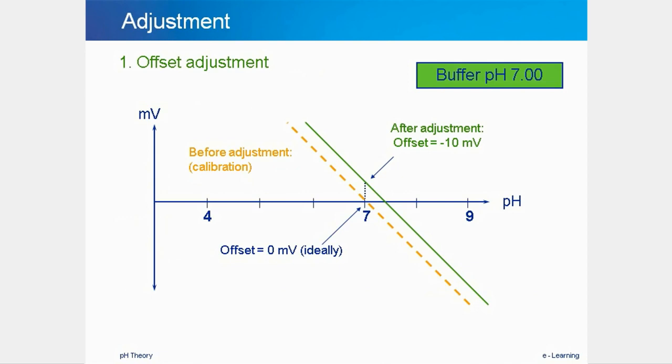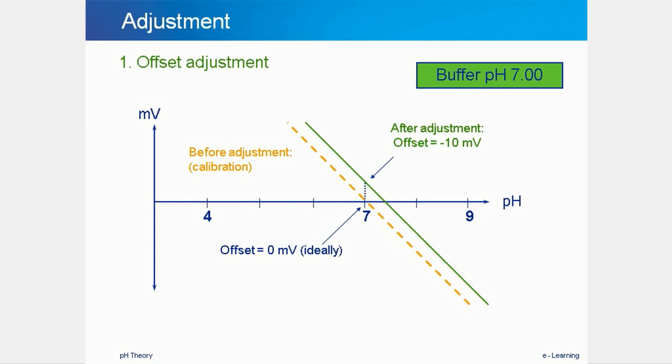Generally, we incorrectly use the term calibration for electrode adjustment. In principle, this is not 100% correct, as a calibration is only a check if the electrode is working properly. Usually you have to change some settings in the meter after this calibration, and this is what we call adjustment. So what exactly is this adjustment of an electrode?